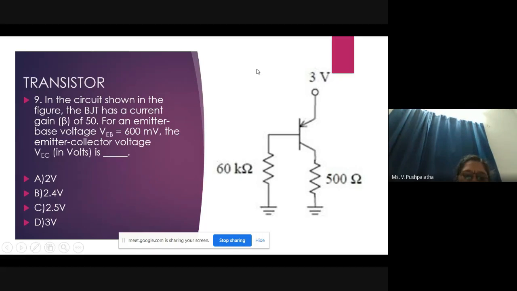See, they have given the emitter voltage, right? But here it is given as VEB, emitter base voltage as 600 millivolt. I can write emitter base voltage as VE minus VB. Okay, but VE is given, right? We will see that.